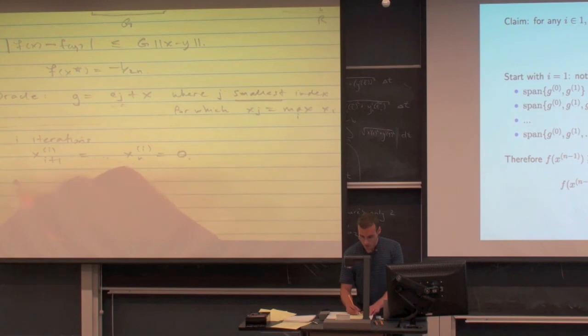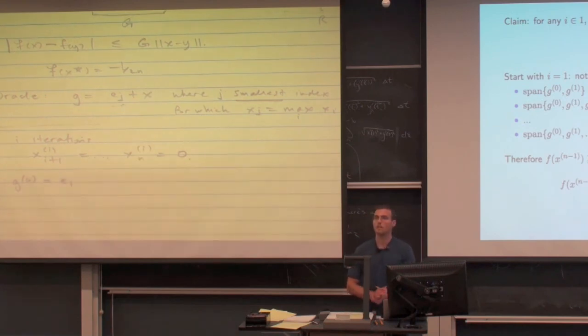Well, if we start at 0, the first subgradient G0 we get is just going to be equal to E1. Right? It's going to be Ej for the smallest j that achieves the maximum, plus x. X was 0. 1 is the smallest index that achieves the maximum because the maximum is 0. It's all 0. So that's what we're going to get for the first subgradient from our oracle.